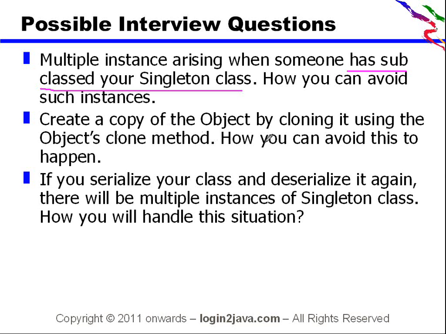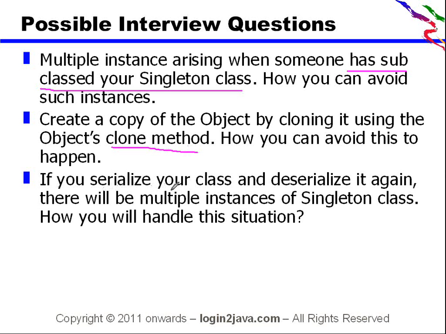Next, someone can create a copy of the object by cloning it using the object's clone method. Because the clone method is in the Object class, anybody can clone. So how can you avoid this from happening? You should override the clone method in your class, either to throw an exception or to return the same instance.